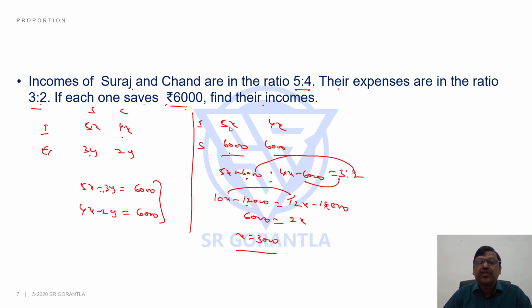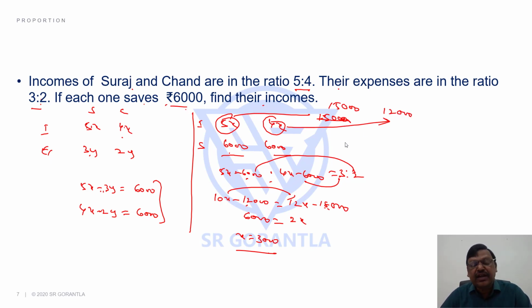Once x equals 3,000, their incomes are 5x and 4x, which means 5 times 3,000 is 15,000, because x is 3,000. And 4 times 3,000 will be 12,000. Right? Okay, this is the second approach.